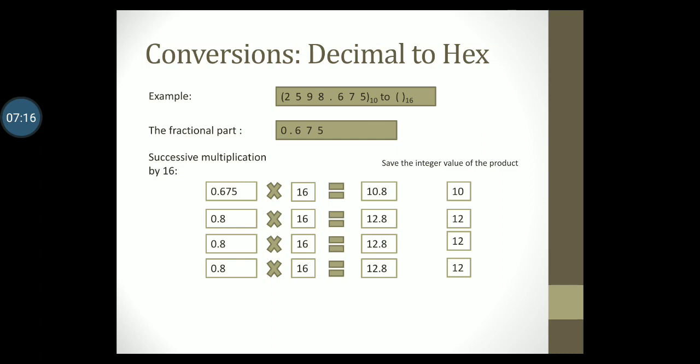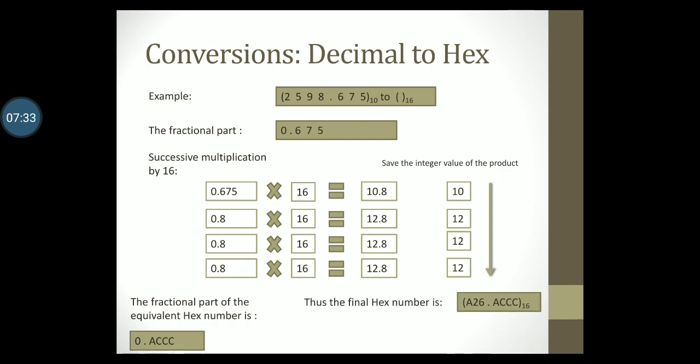Read the final result from top to bottom. Thus, the fractional part of the hexadecimal number becomes 0.ACCC, since A is equal to 10 in hexadecimal and C is equal to 12 in hexadecimal. The final number eventually becomes A26.ACCC to the base 16.